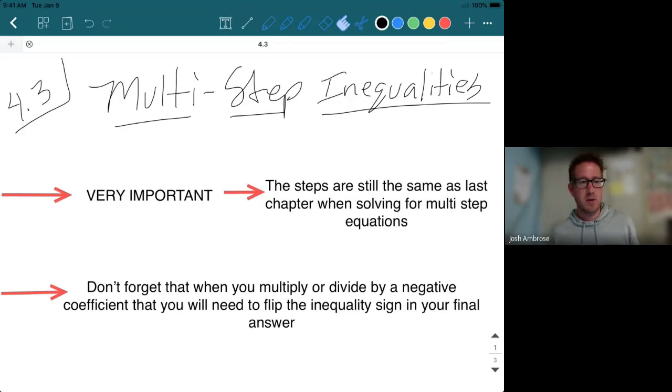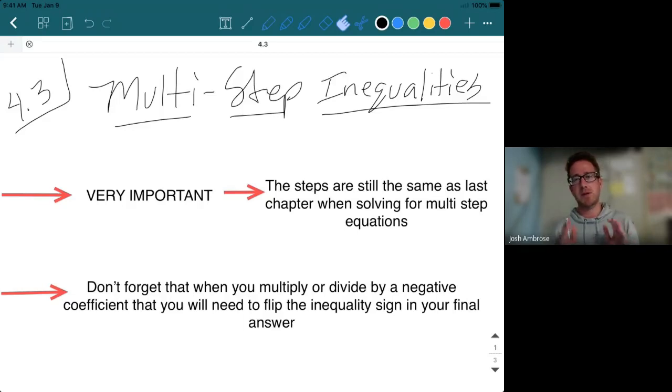We are in chapter 4, section 3, talking about multi-step inequalities. Let's jump right into it. Very important, you can see it on the screen. The steps are still the same. Things did not change just because inequalities were thrown at you.